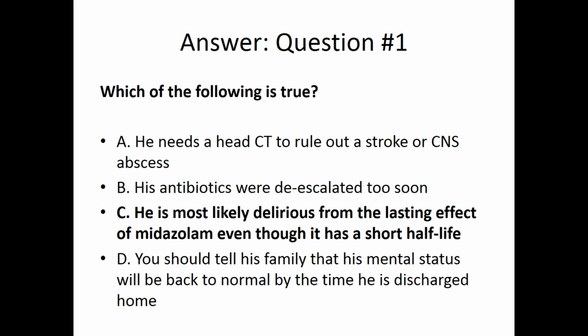I don't think it's true, as in B, that his antibiotics were de-escalated too soon. We have to be good stewards of antibiotic use, and for somebody who has a confirmed infectious source, it's not just reasonable, but it's our obligation to de-escalate. So that's not the case. And in E, telling his family that their expectation is that he would be back to normal by the time he's discharged is really not reasonable, knowing that patients who have suffered delirium often will leave the hospital with some of the lasting effects, specifically with regard to cognition and so forth.